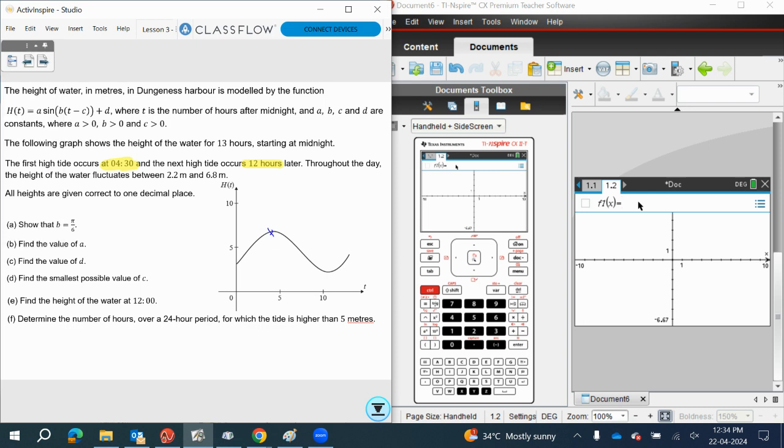We can see here that this is at 4 hours 30 minutes, which is 4.5 hours, and this must be the height of 6.8. What is the period? 12 hours. So half the period is how many hours? 6. So this has to occur at 10.5, 6 hours after that one, and the height has to be 2.2.